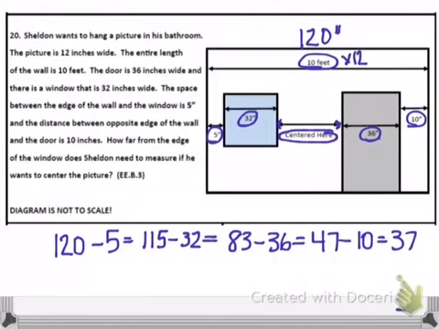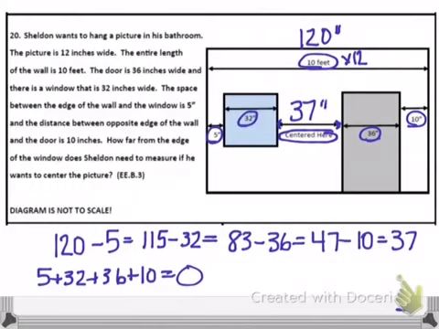Another alternative is to do the opposite, to add 5 plus 32 plus 36 plus 10, and then take that answer and subtract it from the 120. So when we take those numbers and we get the 37, then that's where we can start looking at how we're going to center that. And again, guys, remember when we center, we're going to take the distance left, and we said that that was going to be 37 inches.